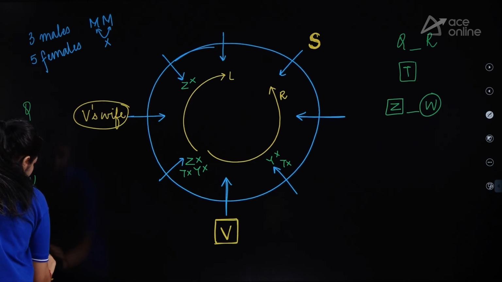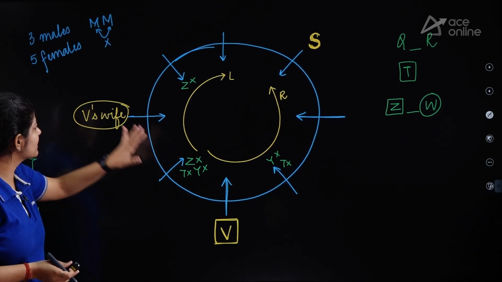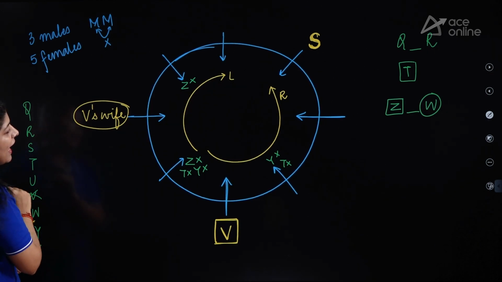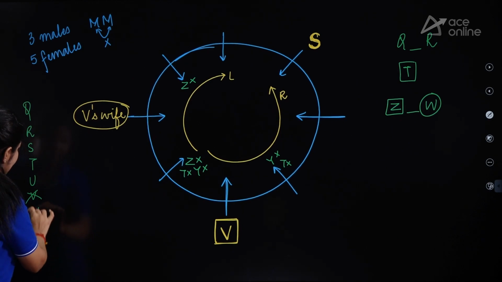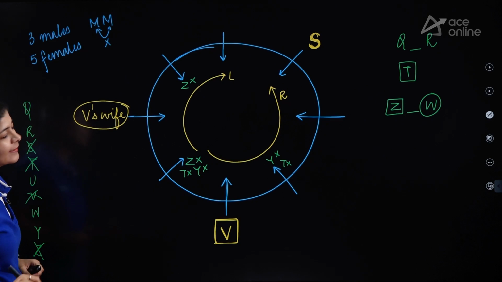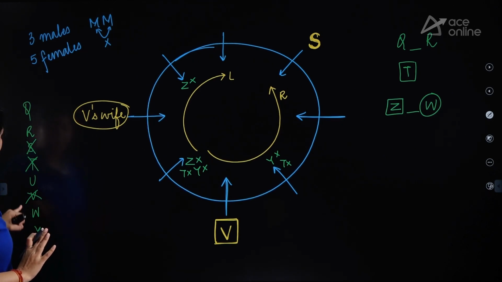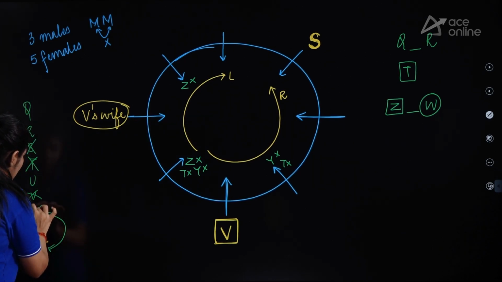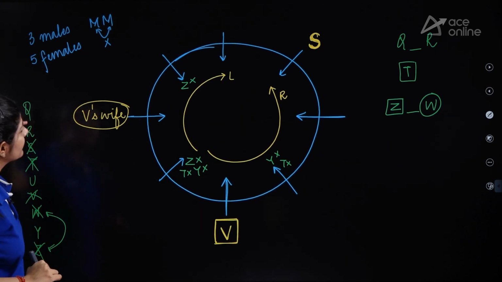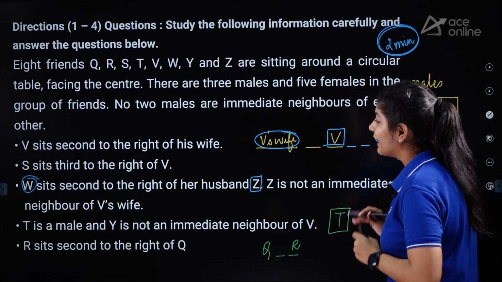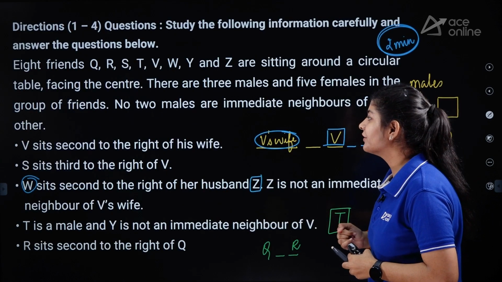First we have to identify who is the wife of V. So this option is eliminated. After that, this Z is eliminated, this T is eliminated, and this S is also eliminated. These options are eliminated. Now we are left with W, but W is associated with Z, so W is also eliminated. Now we are left with Q, R. So is there any other information that we have related to Q, R?